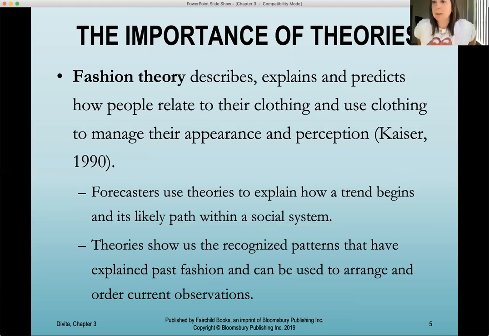Forecasters use theories to explain how a trend begins, okay, and what its path is going to be within a social system. Is it going to only hit the elite? Is it going to hit the lower class? Where is it going to go? What's the adventure going to be like? Theories also show us recognized patterns that have explained past fashions and their paths and can be used to arrange and order current observations.